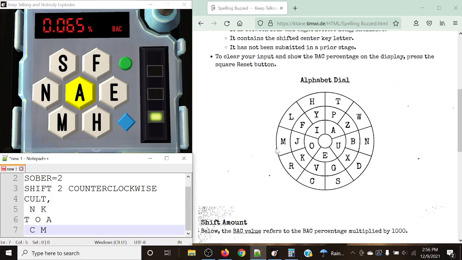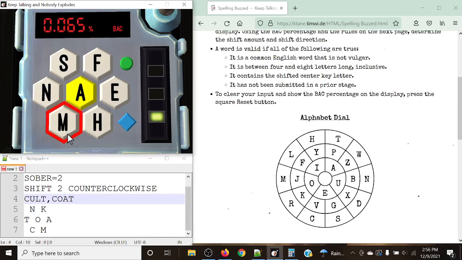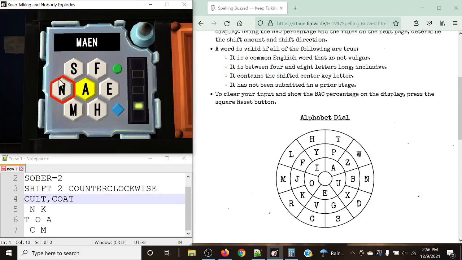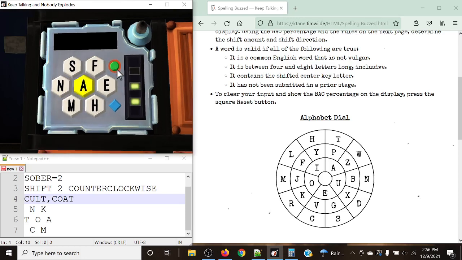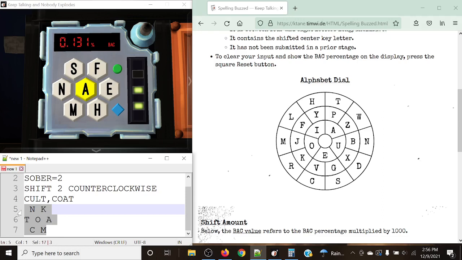Alrighty. So now let's see what words we could potentially form here. One of the words that I can already see is coat: Charlie, Oscar, Alpha, and Tango. We use the middle letter, and we form 4-letter words, not vulgar, and we have not submitted it at all. We submitted cult last stage, so let's submit coat. So bottom left, middle middle, middle right, and middle left. See, it forms gibberish, but essentially, we're good to go. So let's see what we get now.